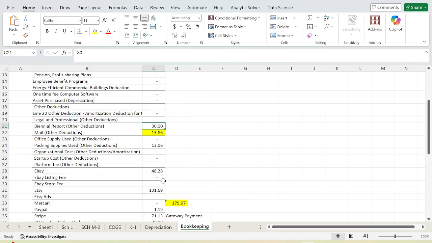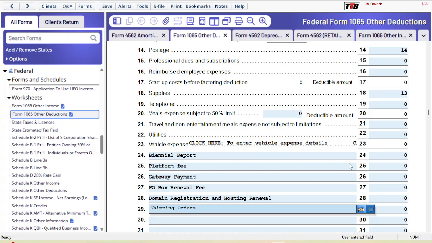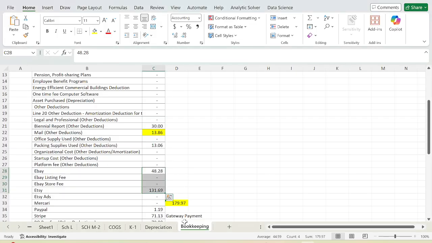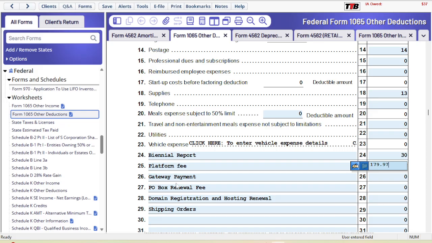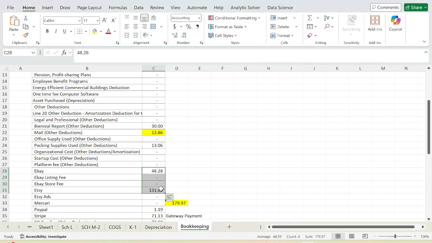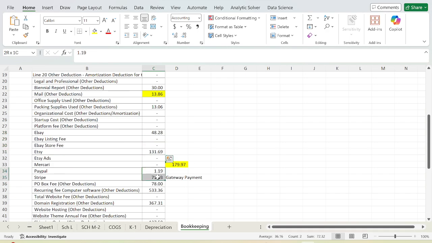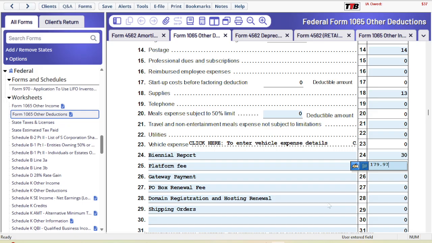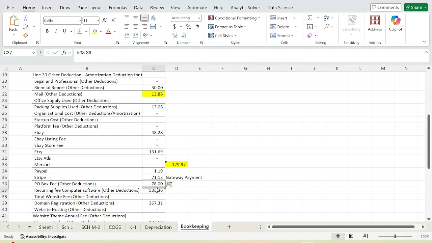That is 30. The second one is going to be eBay SC for this amount, $179.97. So biannual report for 30, platform fee for $179.97. I'm not sure, is it what we saw? $179.97. So gateway payment, which is PayPal and Stripe, for $72.32, and PO Box renewal, which is $78.